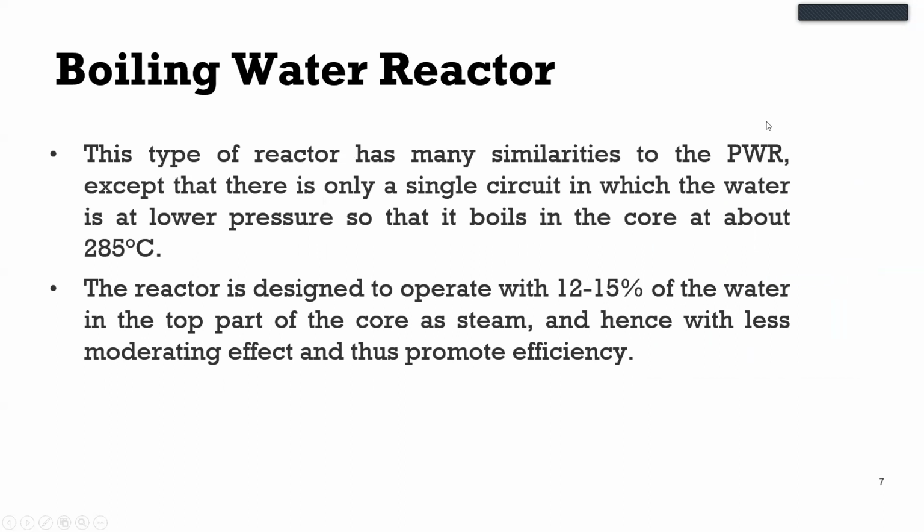The second one is the boiling water reactor. This type of reactor has many similarities to the pressurized water reactor, except that there's only a single circuit in which the water is at low pressure, so that it boils in the core at about 285 degrees Celsius. The reactor is designed to operate with 12 to 15% of the water in the top part of the core as steam, and hence with less moderating effect, and thus promote efficiency.